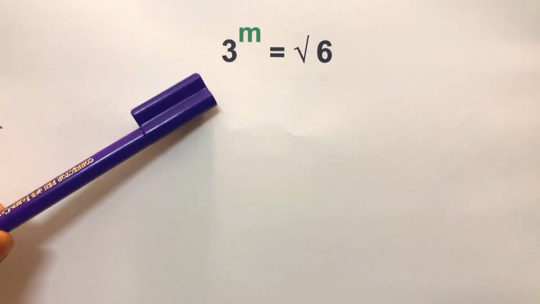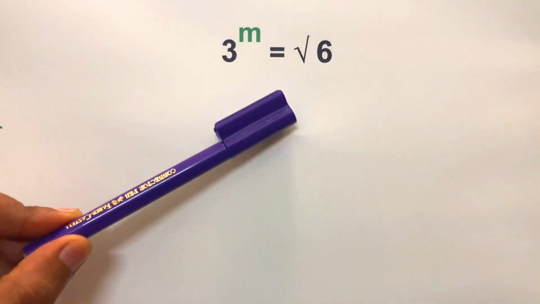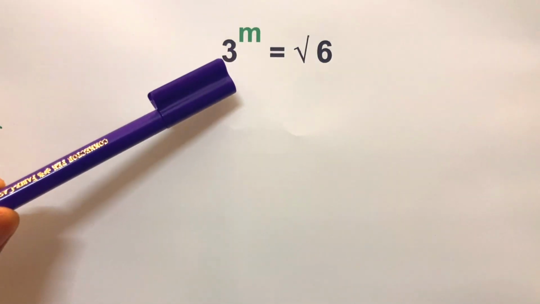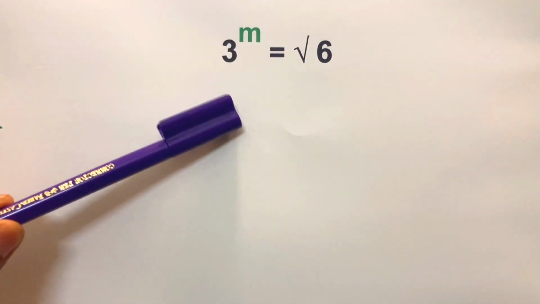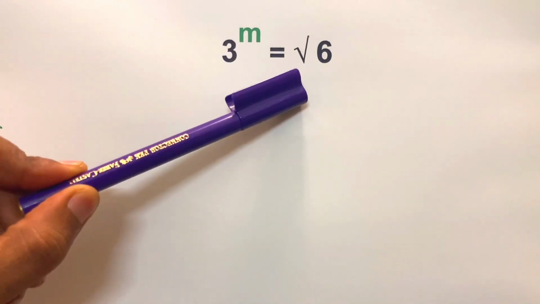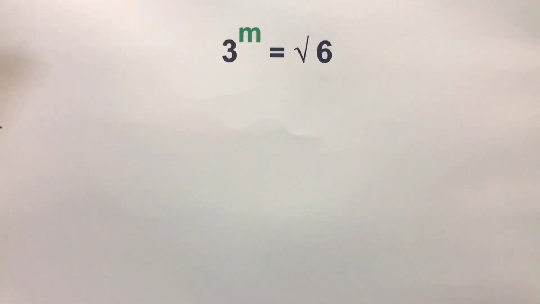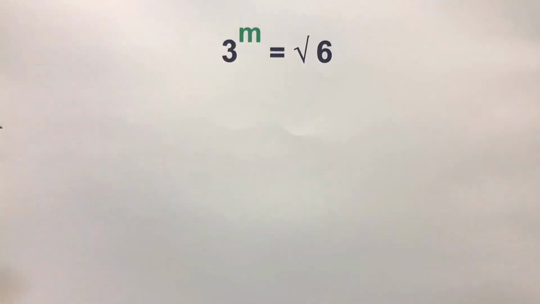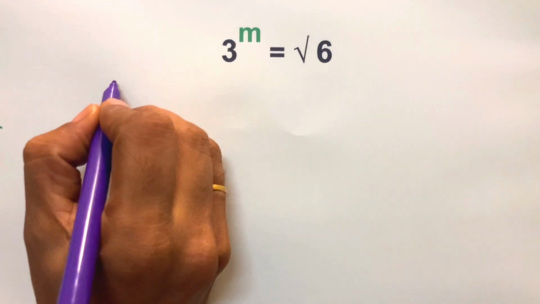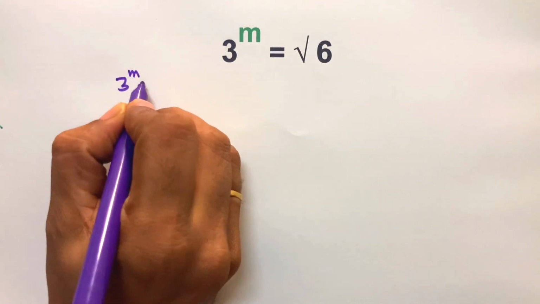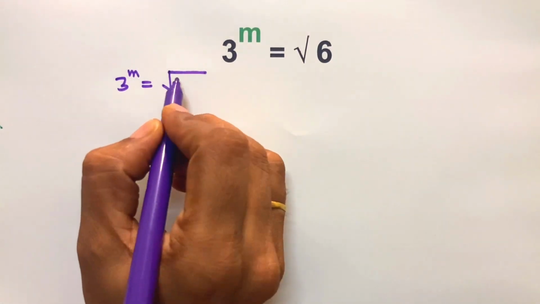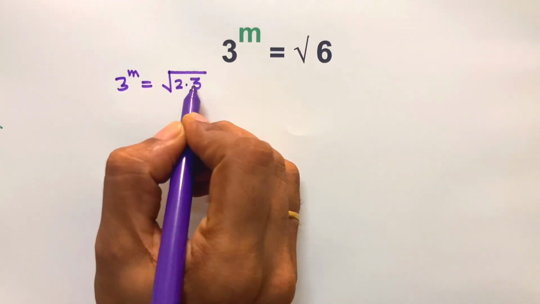This is a very good test to learn how to deal with the exponential power. In this problem, you have to find the value of m when 3 to power m is equal to square root of 6. To solve this, first we need to simplify this expression as 3 to power m equals to square root of 6, and 6 can be written as square root of 2 multiply 3.